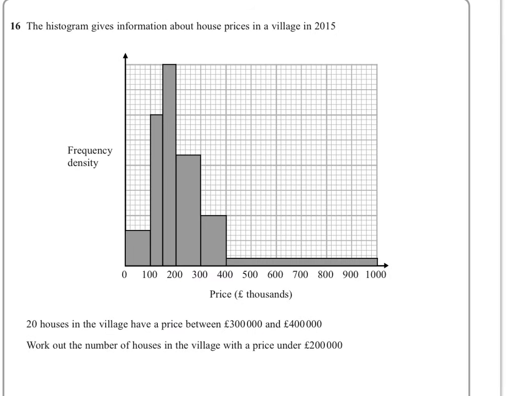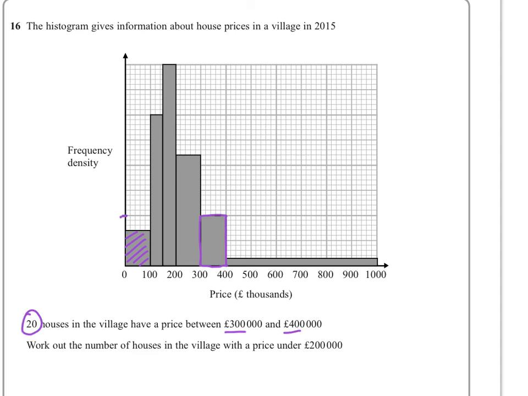Question 16. The histogram gives information about house prices in a village in 2015. Now, one key thing to remember is that the area of each of these bars tells you the actual frequency involved, okay, i.e. how many. Now it tells you here that 20 houses have a price between 300 and 400,000. So we know that 20 houses is represented as an area here. So we can work out what this scale is.